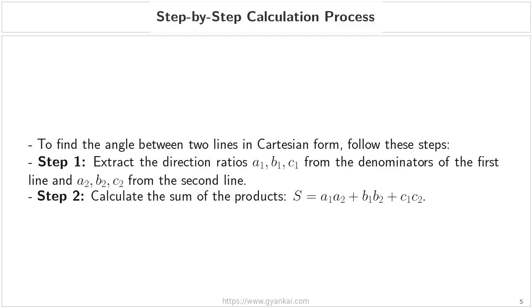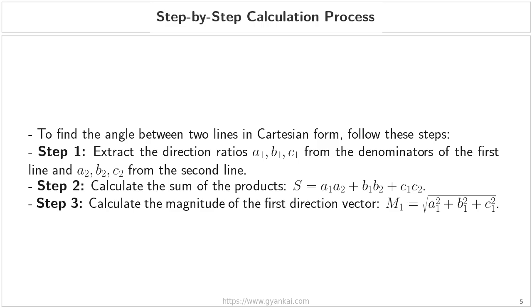Step 2, once you have those ratios, calculate the numerator of our formula. We'll call this s. To find s, multiply the corresponding ratios together and add them up. That is, a sub 1 times a sub 2 plus b sub 1 times b sub 2 plus c sub 1 times c sub 2. Step 3, next, we need to find the magnitude of the first direction vector, which we'll call m sub 1. To do this, take the square root of the sum of the squares of your first set of ratios. The square root of a sub 1 squared plus b sub 1 squared plus c sub 1 squared.